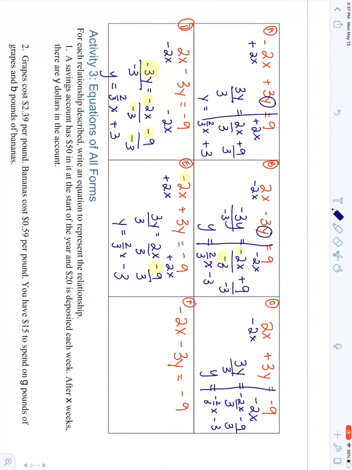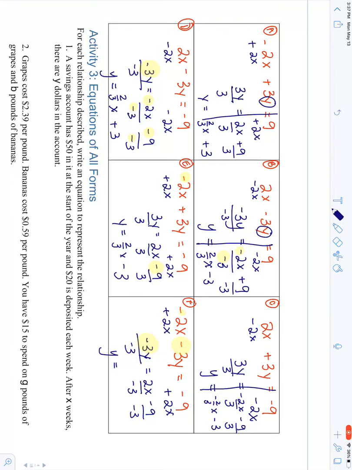And on to this last one. So I'm going to add 2x to both sides because it's a negative. I'm left with negative 3y. Remember, this is still here. We got to carry it down. And I'm going to divide by negative 3 because that's my coefficient of y. So we're dividing everything by negative 3.